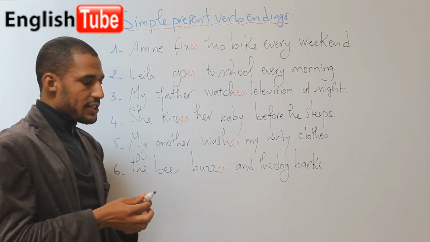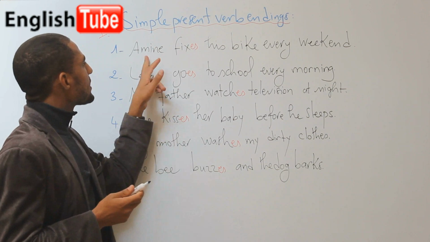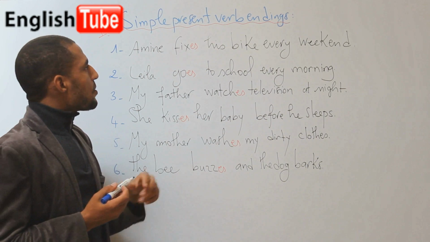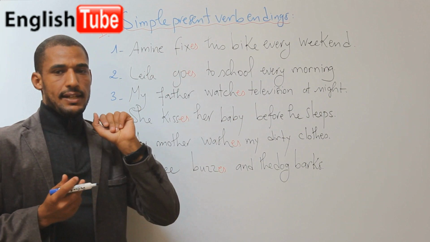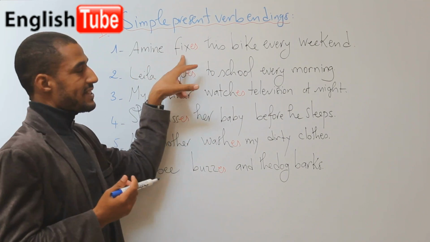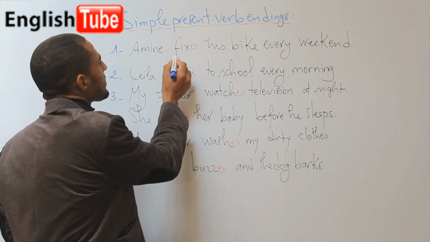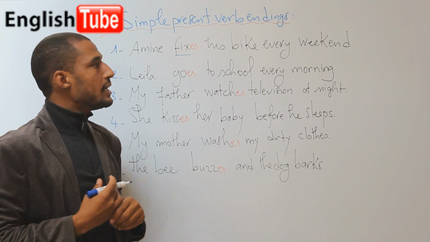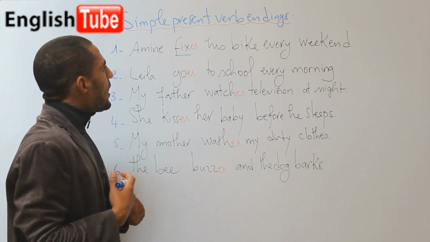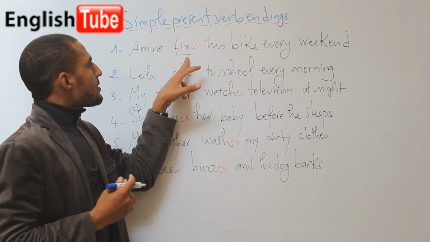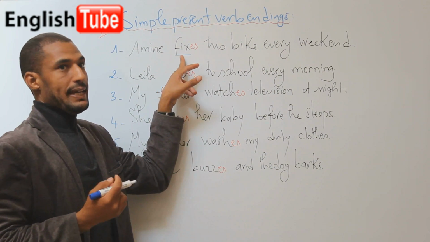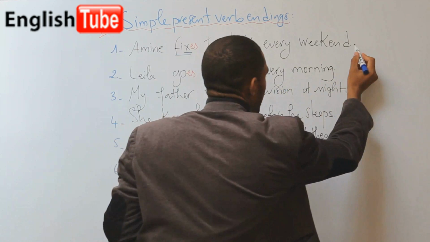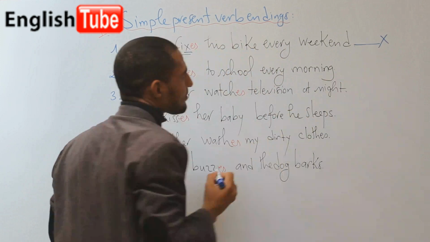So let's study it and start with the first sentence here. We've got: Emily fixes his bike every weekend. So where is the verb base here? The verb base is fix. This is the base, or the root of the verb, before it is put in a particular tense. And the last letter of the verb base fix, as you see here, is X. So you can put it here.